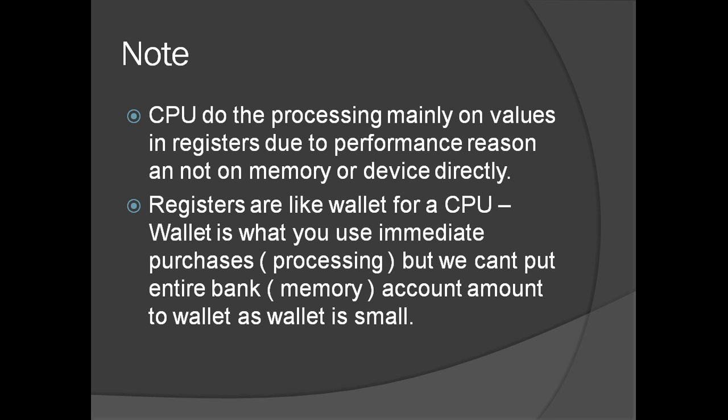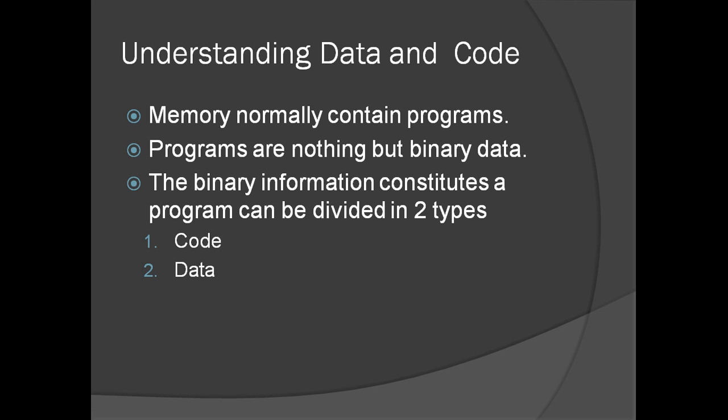Mainly the CPU does processing on the values in registers due to performance reasons, and not on the memory or device directly. This is pretty much true for x86 Intel architecture. Registers are like a wallet for a CPU, if you will. A wallet is what you use for immediate purchases. The computer memory normally contains programs.